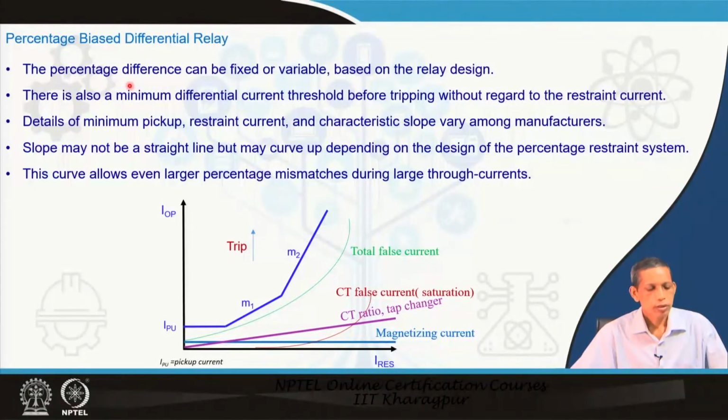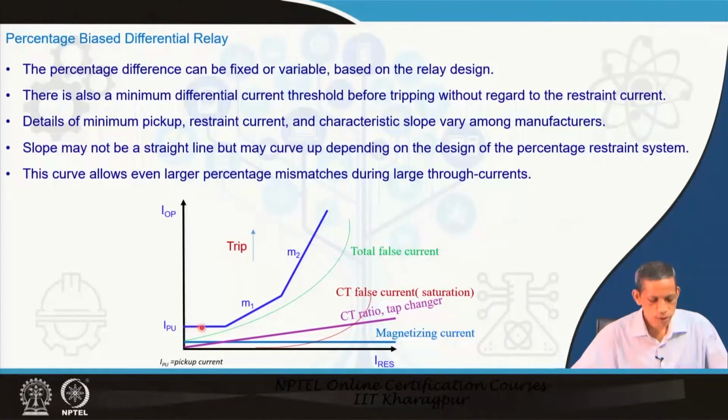Note, the percentage differential characteristics can be fixed or variable based on the relay design. That flexibility is there in today's numerical relay principle. There is also a minimum differential current threshold before tripping, without regard to the restraint current. That is a check that there must be at least a minimum differential current, which you can think of as the I pickup current. Details of minimum pickup current, restraint current and characteristic shapes vary among manufacturers.